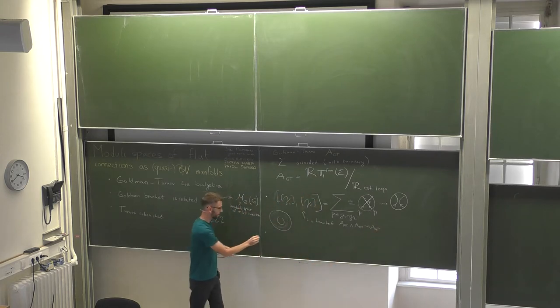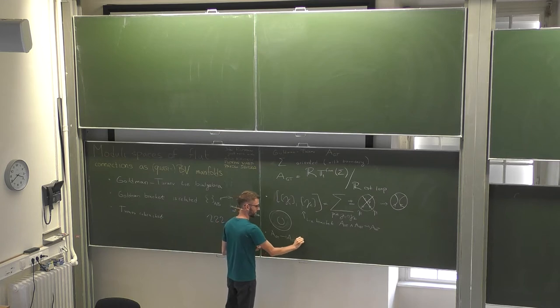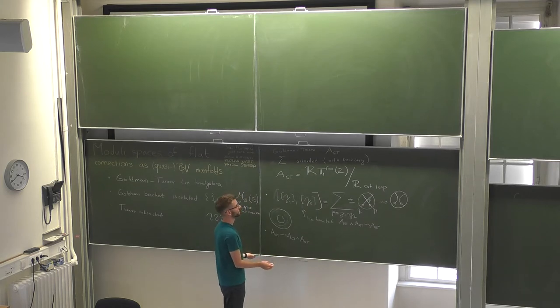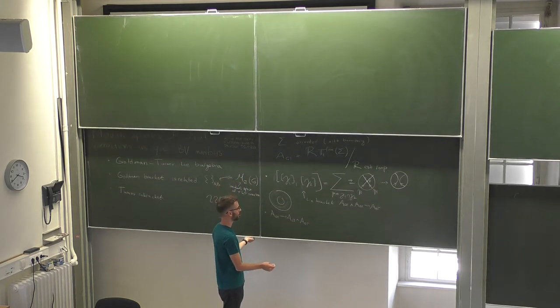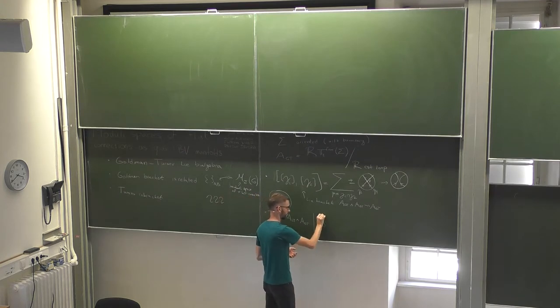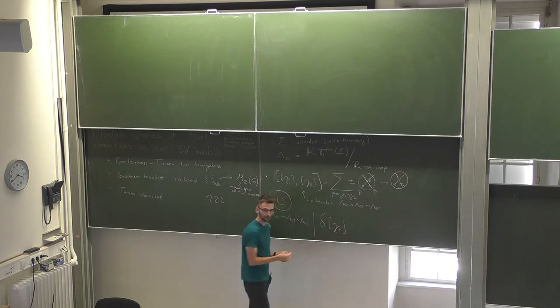Now I will define another map, which will go in the opposite direction. It will go from A_GT to A_GT tensor A_GT. And it will be defined as follows: again, you act on some homotopy class.